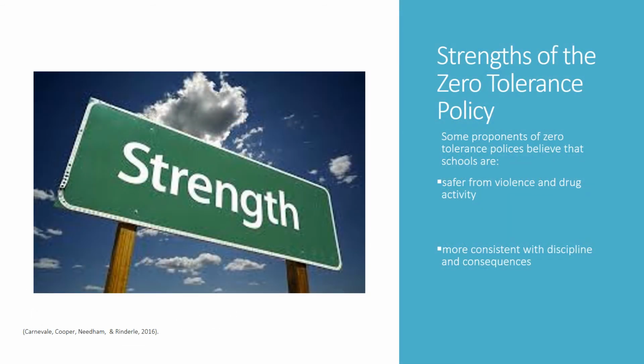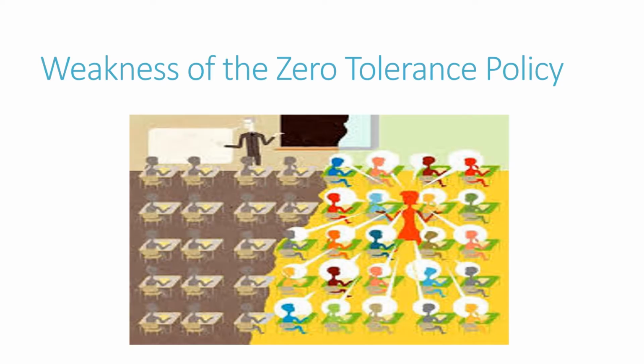Proponents of the zero tolerance policy believe that the policy makes schools safer. But using the trauma-informed social policy framework, we must ask, is everyone safe or just a privileged few? Proponents also believe that zero tolerance makes discipline consistent, but using the same framework, we must ask, does the policy consider the varying needs of students?